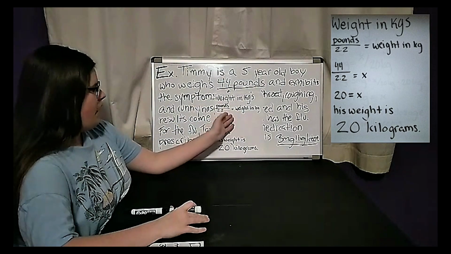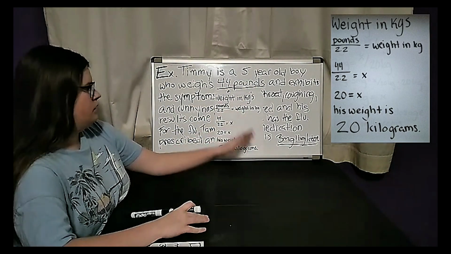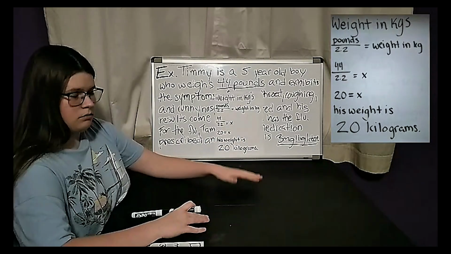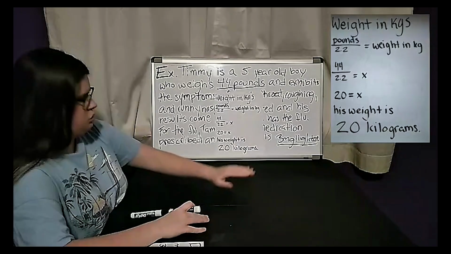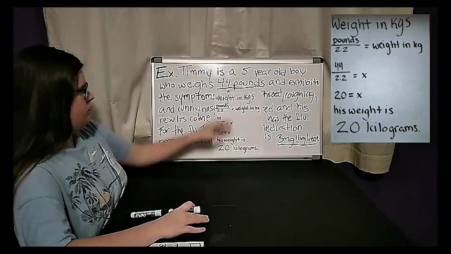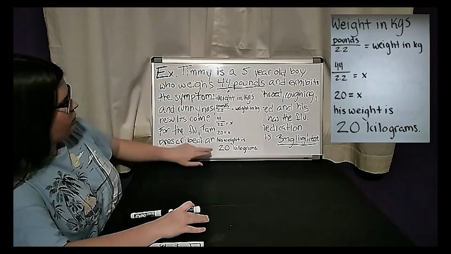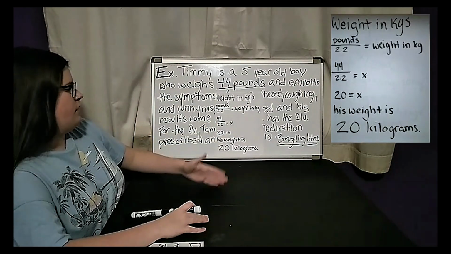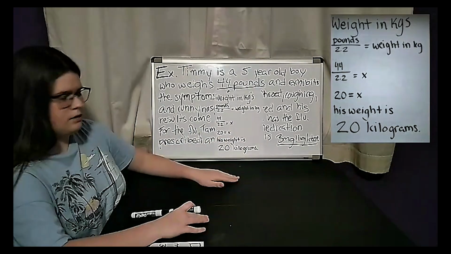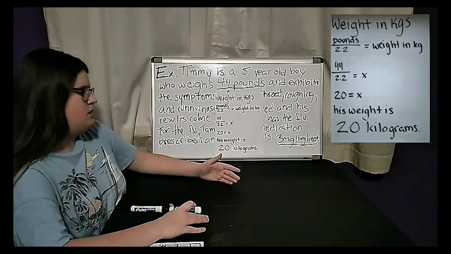We have pounds over 2.2 equals weight in kilograms. 2.2 pounds is equal to 1 kilogram, which is why we're using 2.2. So we're going to plug our values in, which is 44 pounds. So we plug 44 in, and that gives us 44 divided by 2.2 equals x. So we get 20 equals x. So Timmy's weight is 20 kilograms.